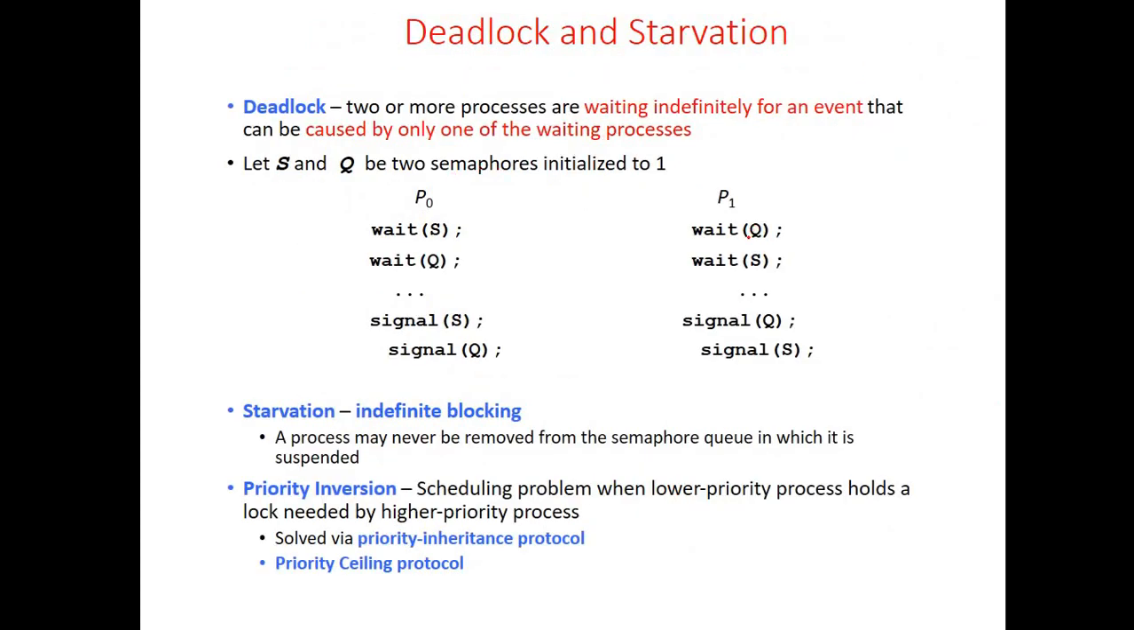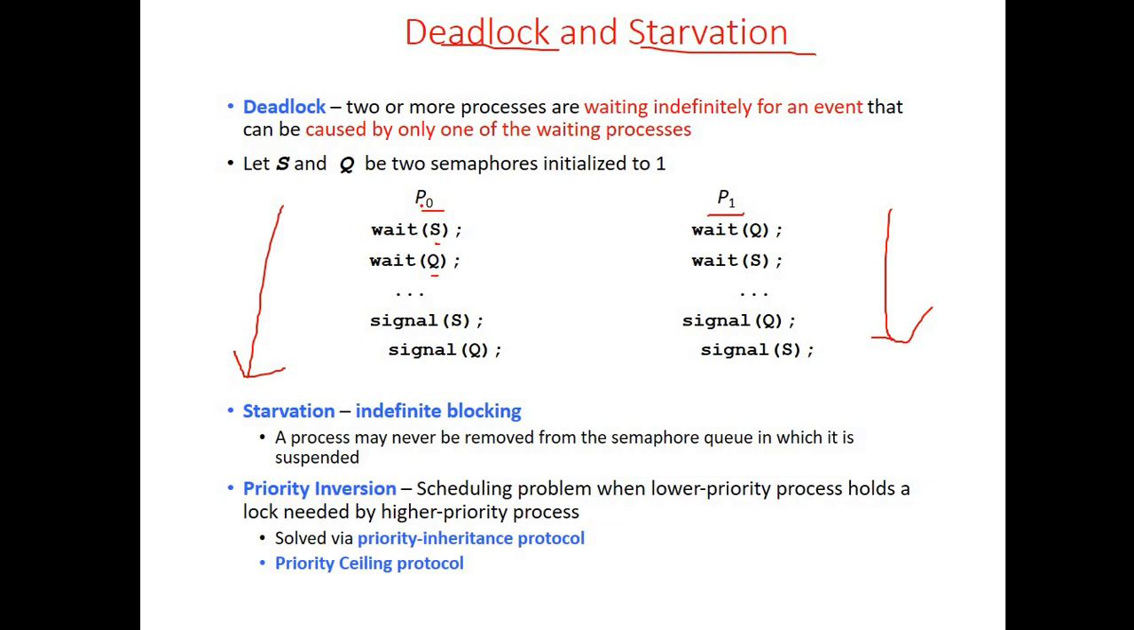Inappropriate use of this wait and signal functions makes the system enter into a deadlock and starvation state. Now let us see the inappropriate way of using these wait and signal functions by two processes, P0 and P1. There are two processes. They want to access the resources S and Q. S and Q are the semaphore variables of those resources.